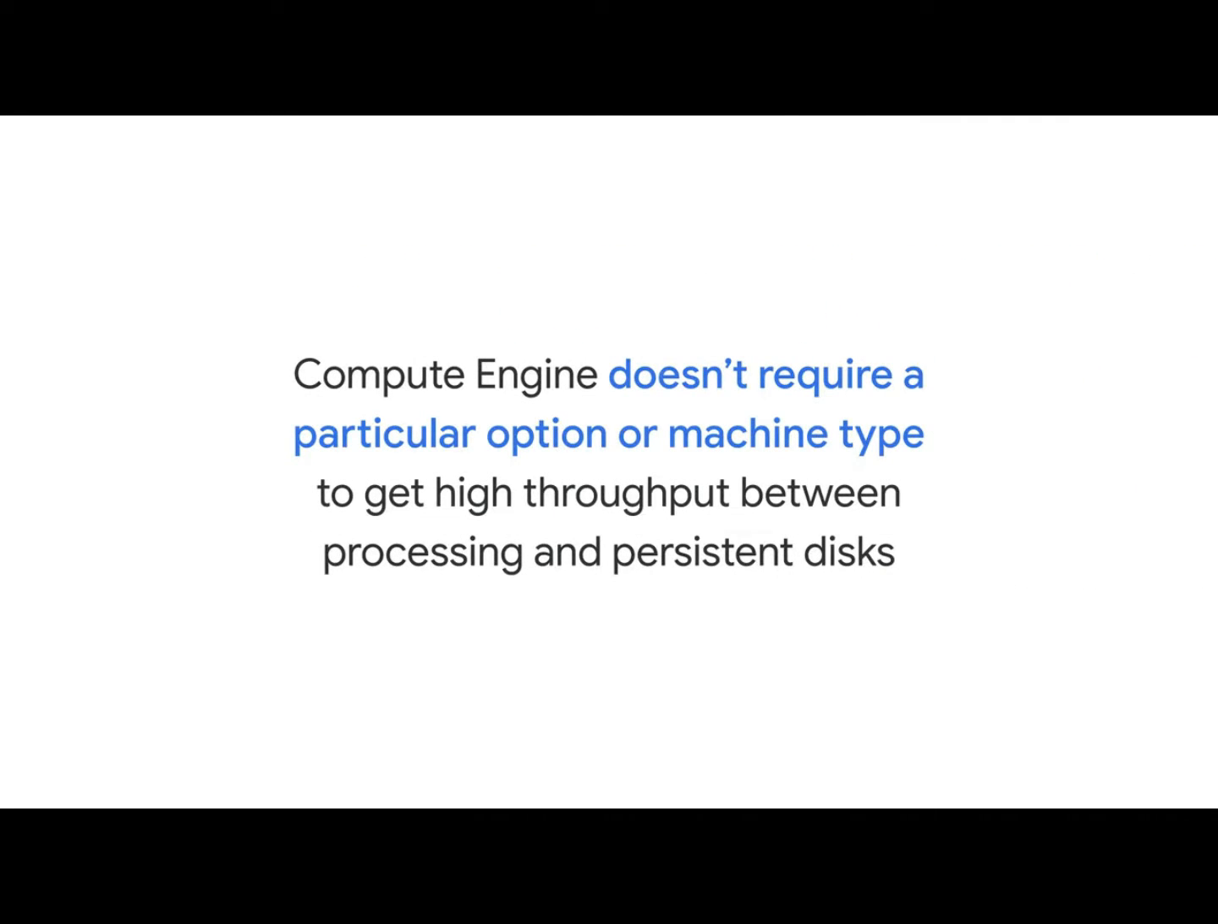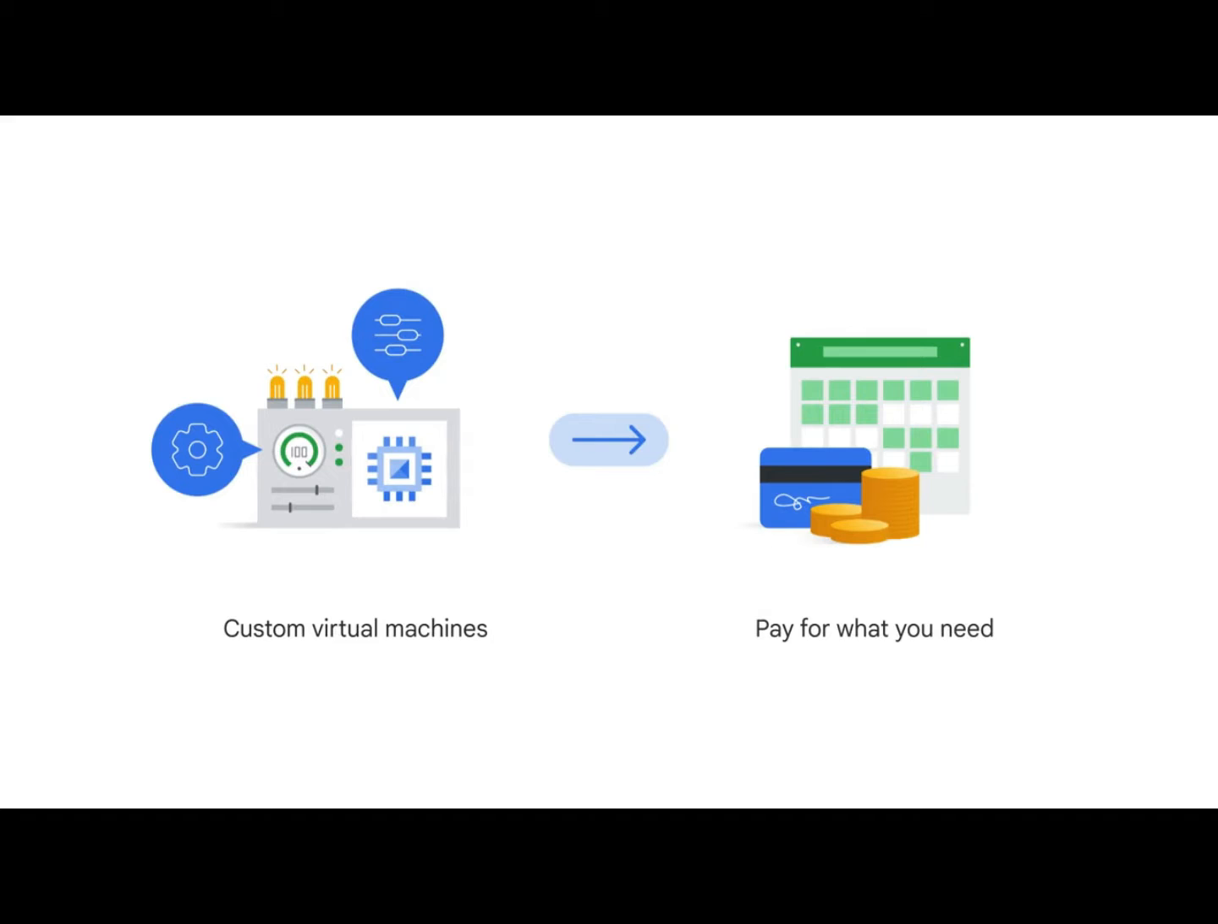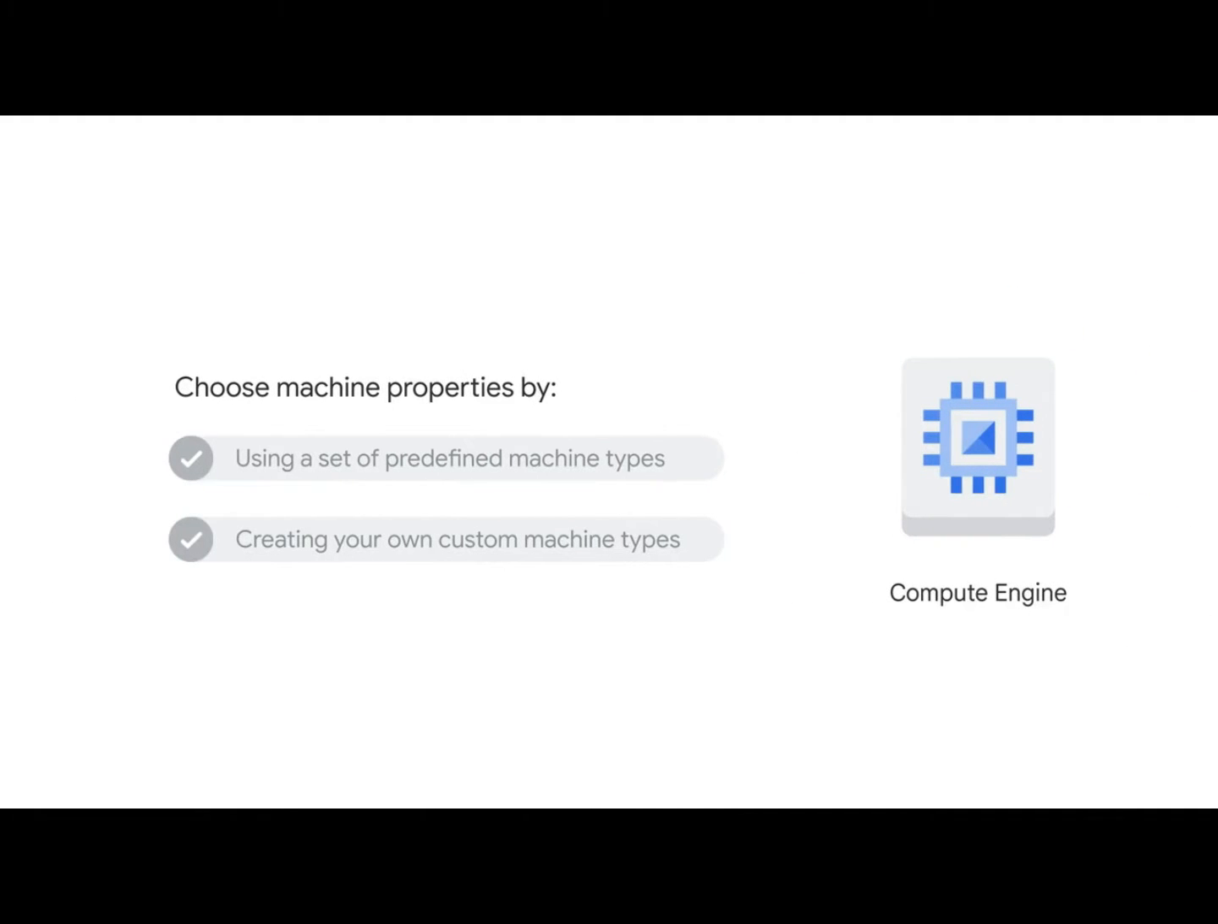In terms of storage, Compute Engine doesn't require a particular option or machine type to get high throughput between processing and persistent disks. That's the default, and it comes to you at no extra cost. And finally, you'll only pay for what you need with custom machine types. Compute Engine lets you choose the machine properties of your instances, like the number of virtual CPUs and the amount of memory, by using a set of predefined machine types or by creating your own custom machine types.